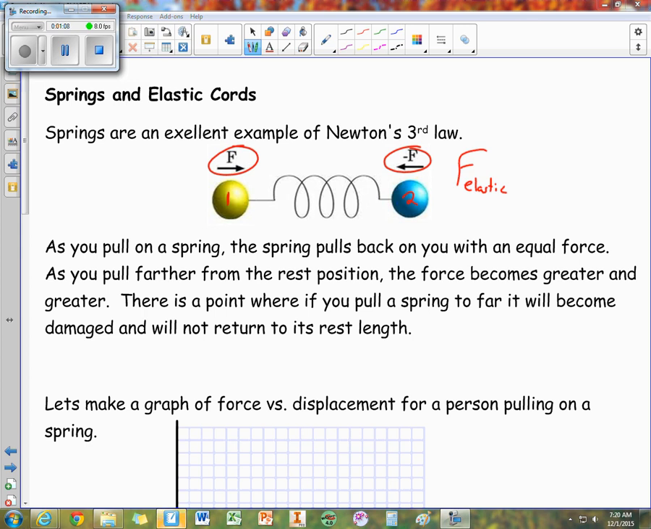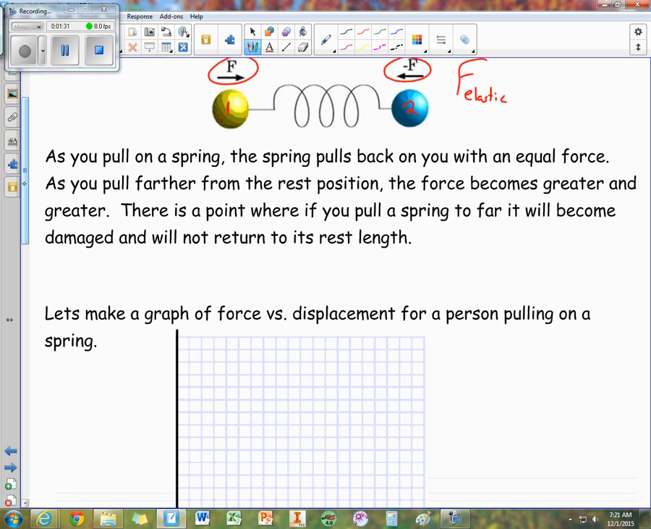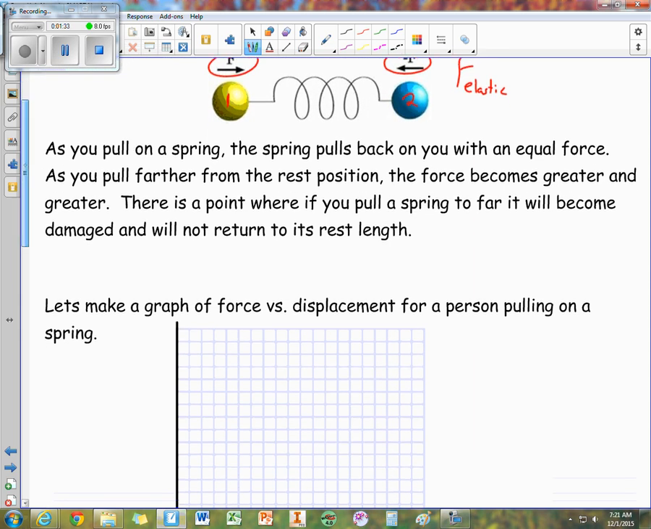What's interesting about springs is that as you pull back on them, they pull back on you with an equal force. And as you pull them further from their rest position, the force becomes greater. So it's a variable force. The force changes with how far you pull or compress a spring. Eventually, though, you can damage a spring if you pull it so far it will no longer return to its rest position.